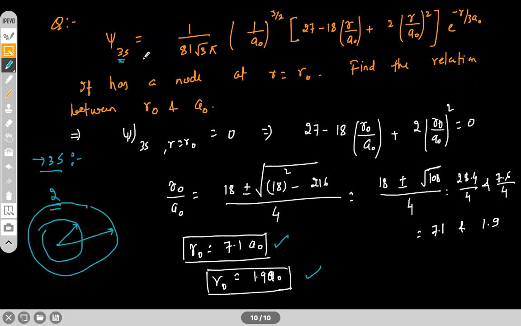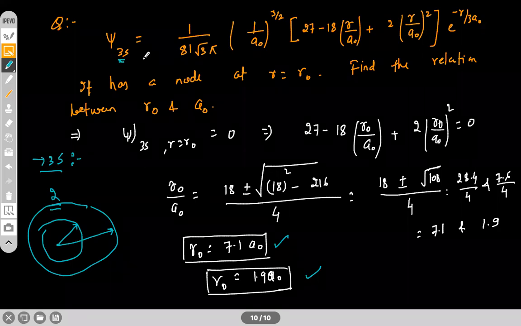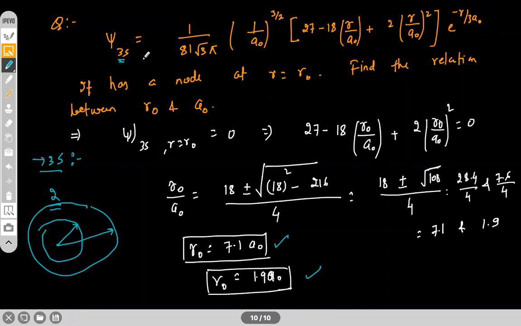This one, we have only spherical, no angular nodes here. That we cannot see from this one. Since we have the R value, we can only get the radial nodes, the spherical ones. We can only get the radial one from this. Okay, so next, write down.